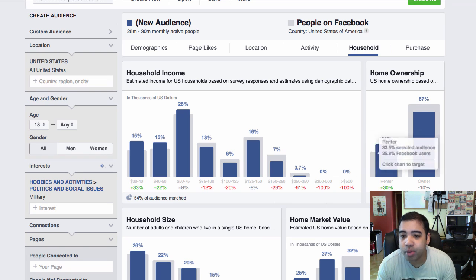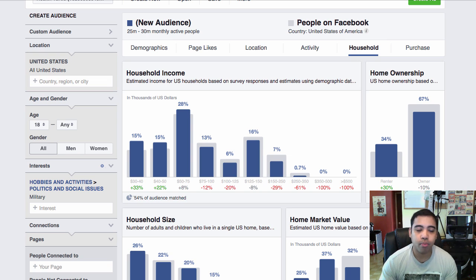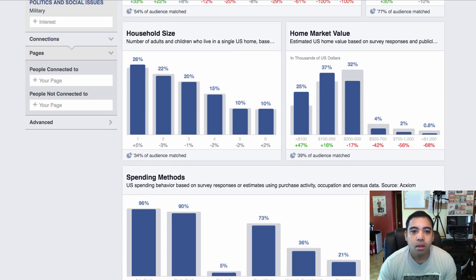We can see that a majority of them are homeowners. Okay, 67% are homeowners, 34% are renters. So you might want to take into consideration, if you're selling a product for military homeowners, for example, you're selling house decoration, things like that. You want to target these people right here. Okay. And then the household size, how many children they have, and things like that.